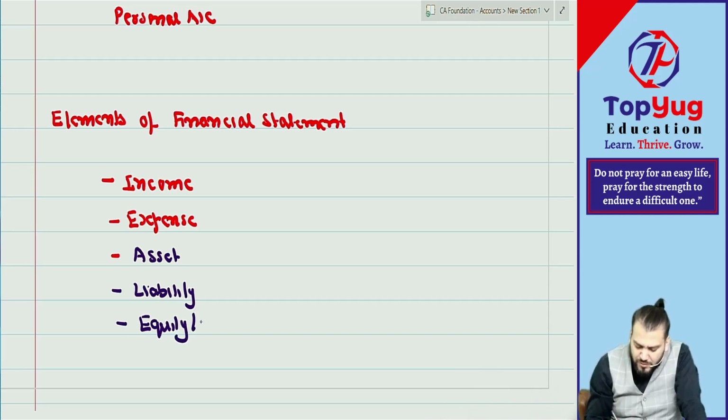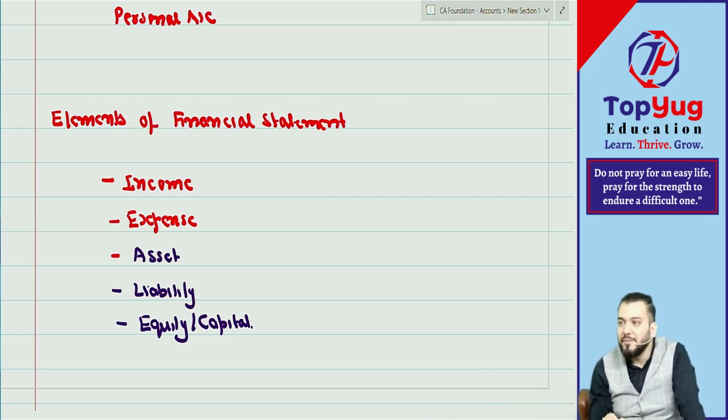Equity, or sometimes we can also say capital, but equity is the right term. Equity and capital are interchangeable words. We'll discuss this later, but when I am saying equity, equity means capital, capital means equity. Correct? Understood. So there are five elements in the financial statement. So the objective is to identify these five elements.